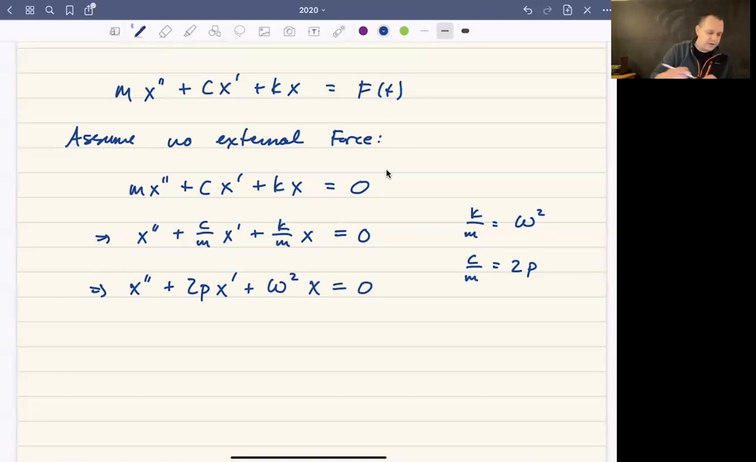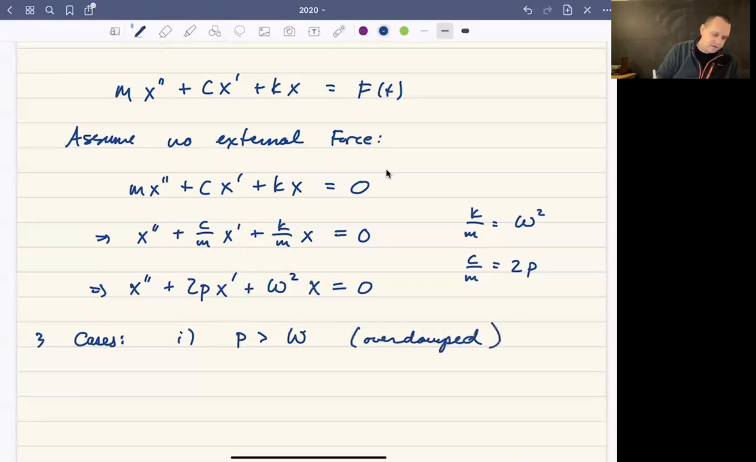And there's going to be a few cases, 3 cases to be exact. The first case is when p is going to be greater than omega. And this is what's called overdamped.